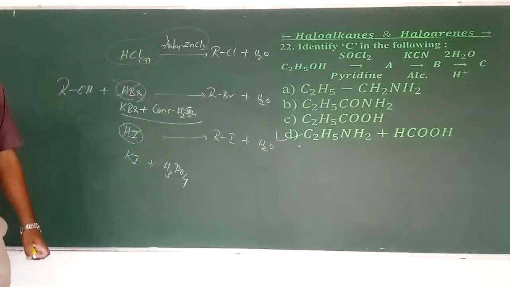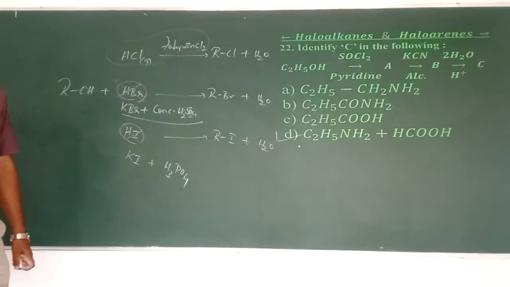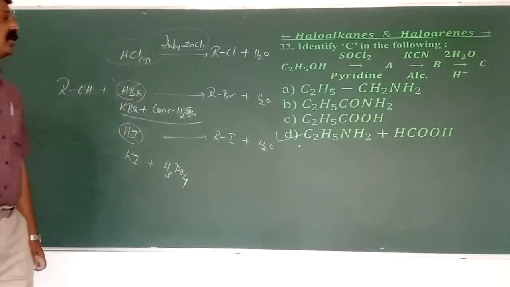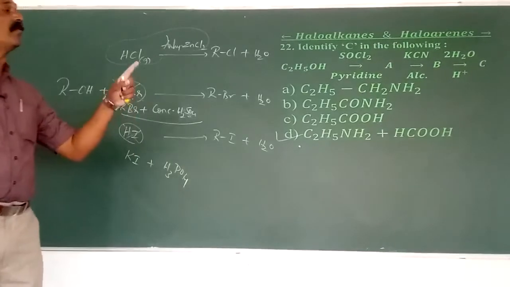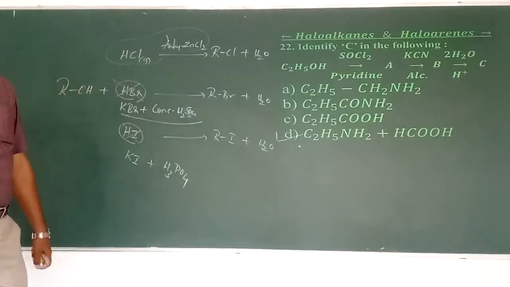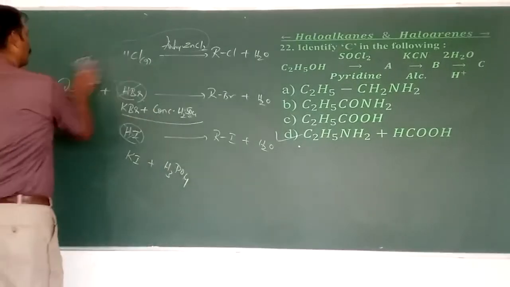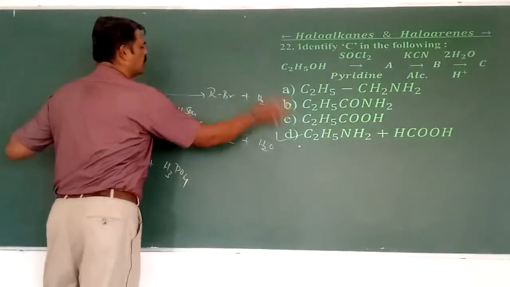Identify C in the following reaction sequence. The first step is ethyl alcohol reacted with SOCl2, called thionyl chloride, in presence of pyridine to form A. On treating with KCN it gives rise to B. On hydrolysis in presence of an acid, it gives rise to what? It's a direct reaction here.